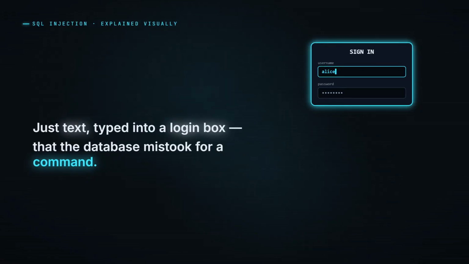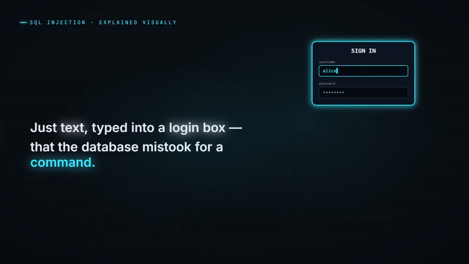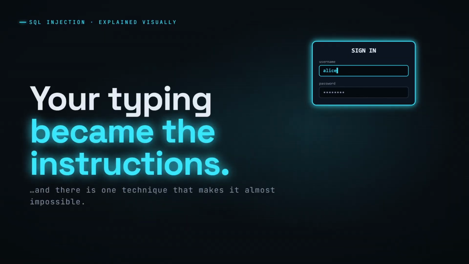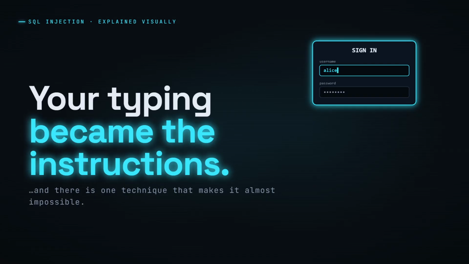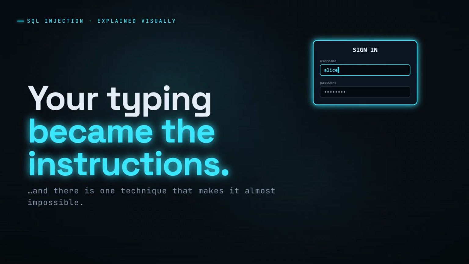Type the right characters in the wrong field, and the question the app meant to ask, "Am I allowed in?" silently turns into a different question entirely, one that answers yes to everyone. No stolen password, no cracked encryption, just text in a box that the database mistook for a command. This is SQL Injection, spelled S-Q-L, often said "sequel injection." And by the end of this video, you will understand exactly why it happens, and the one technique that makes it almost impossible. So let us start at the box.